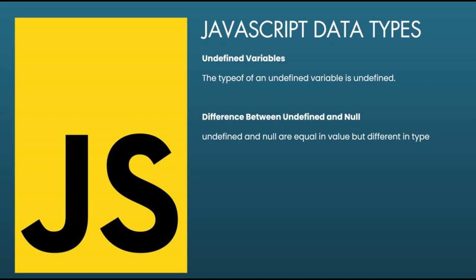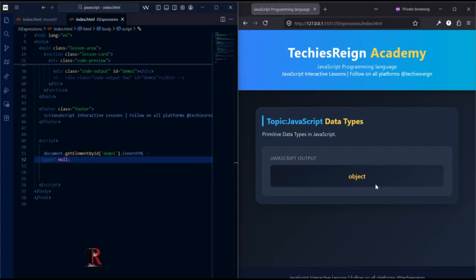What are undefined variables in JavaScript? The type of an undefined variable is undefined. So if you check the type of an undefined variable, it always returns undefined as the type. Let's take a look at an example of what I'm talking about.